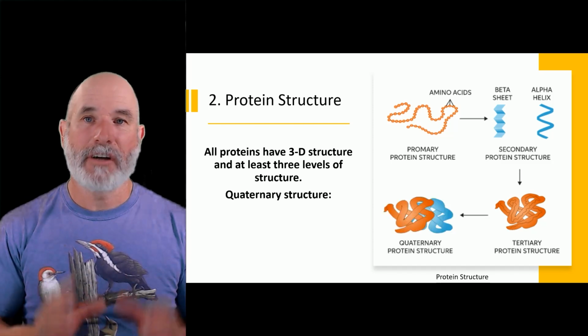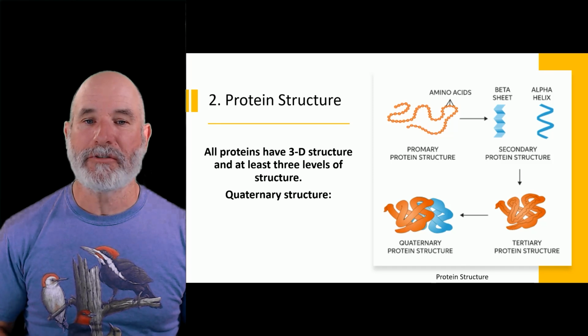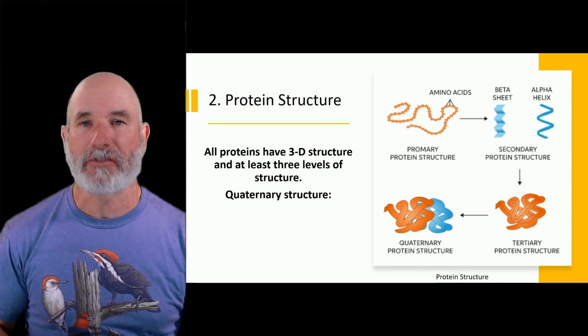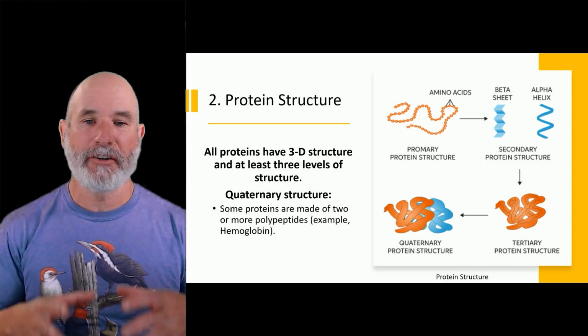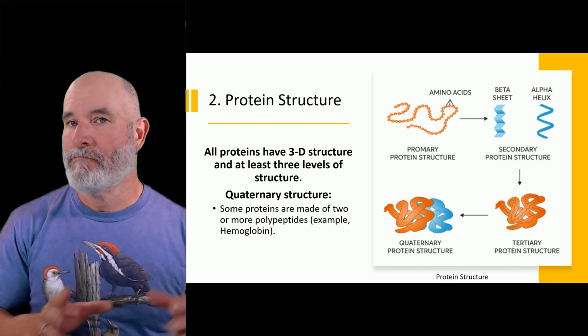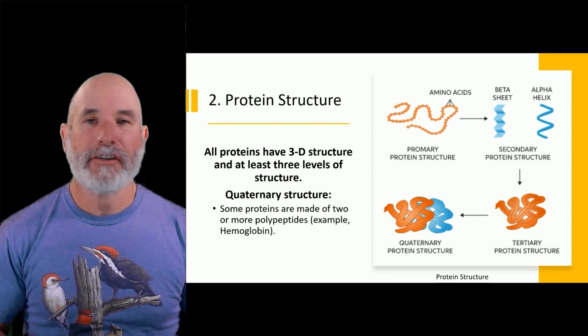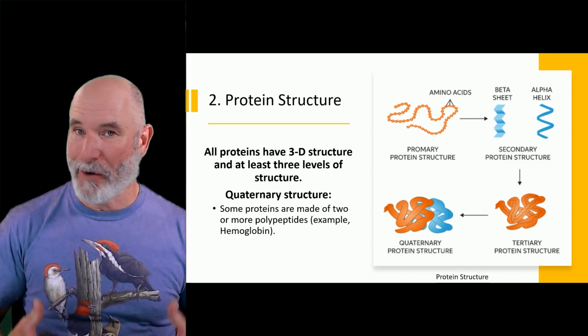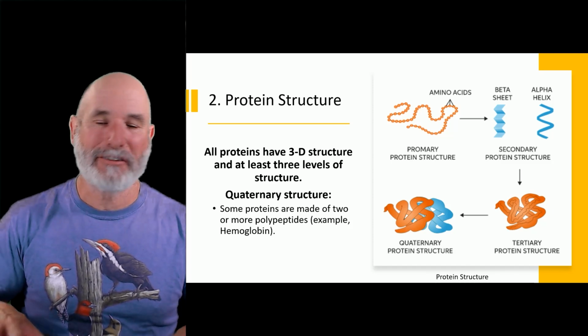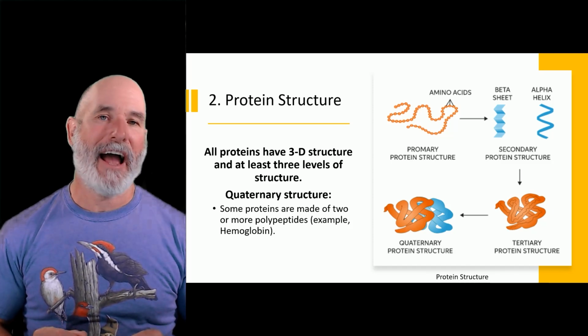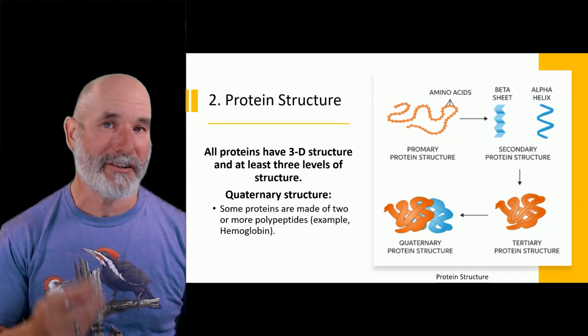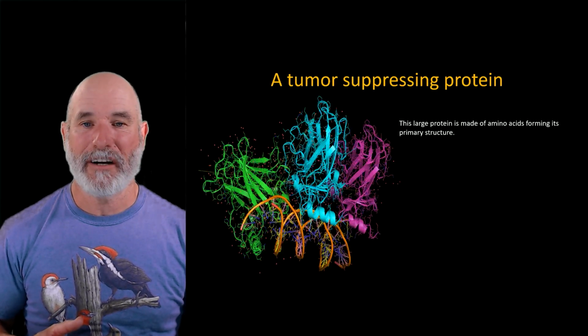Now, some really large and complex proteins actually have what is called quaternary structure. And quaternary structure is when you're made of two or more polypeptides. So for example, hemoglobin, that's in our blood that carries oxygen around to all the parts of our body, is actually made up of 4 different subunits. So it's got quaternary structure.